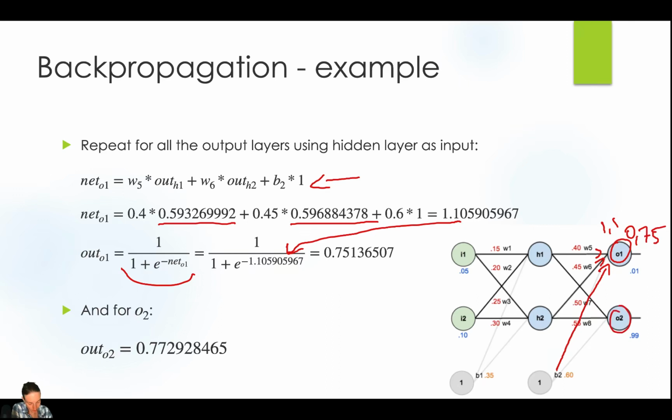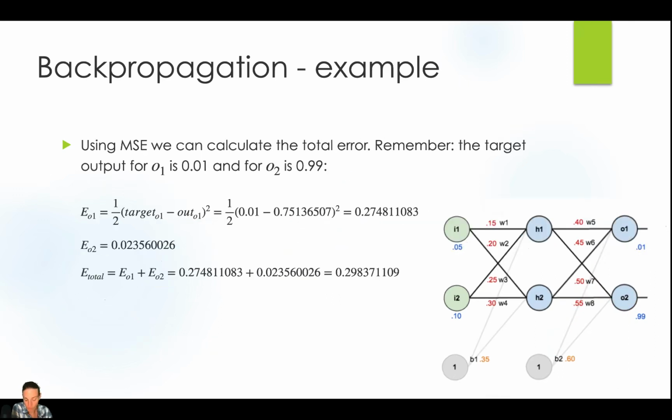Same can be done for O2. All right, so that's the forward pass. That's the easy part. In this case, we're using a mean squared error, so we can calculate the total error. Now remember, on the first slide of this example, we saw that the actual desired or the target label for O1 is 0.01 and 0.99 for O2.